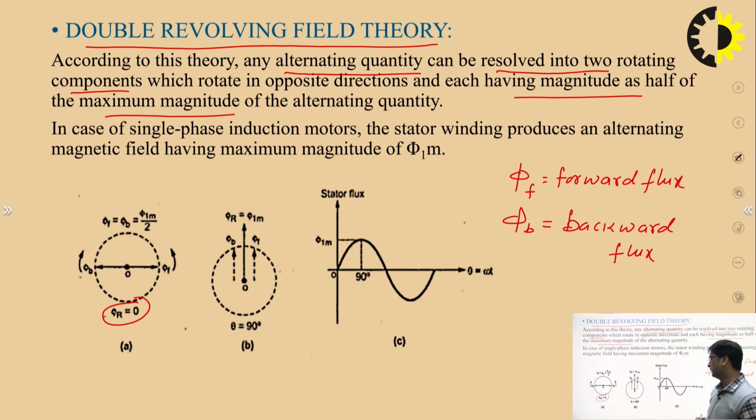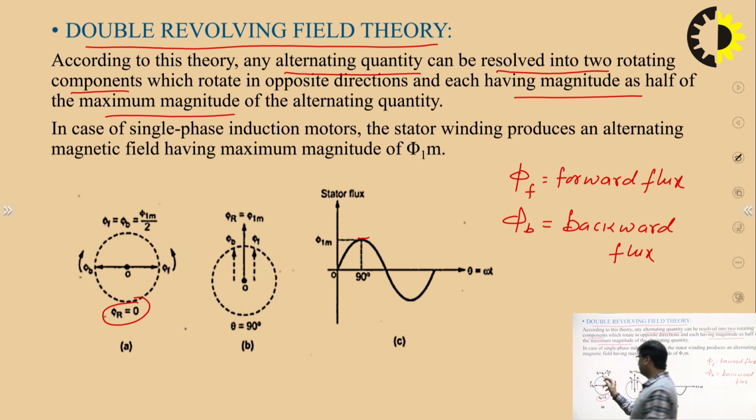Now suppose this flux is at this position, that is 90 degrees. At 90 degrees, these two components, the forward flux and the backward flux, will come to this position, since they are rotating in opposite directions.